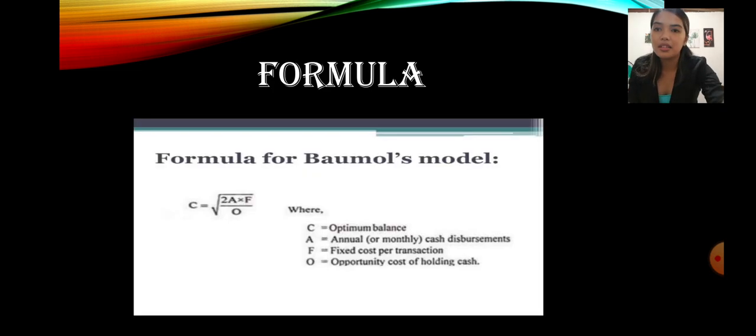So let's proceed to its formula. Shown here is the formula of Baumol's model. C equals the square root of 2A times F over O, where C is the optimum balance, A is annual or monthly cash disbursements, F is the fixed cost per transaction, and O is the opportunity cost of holding cash.